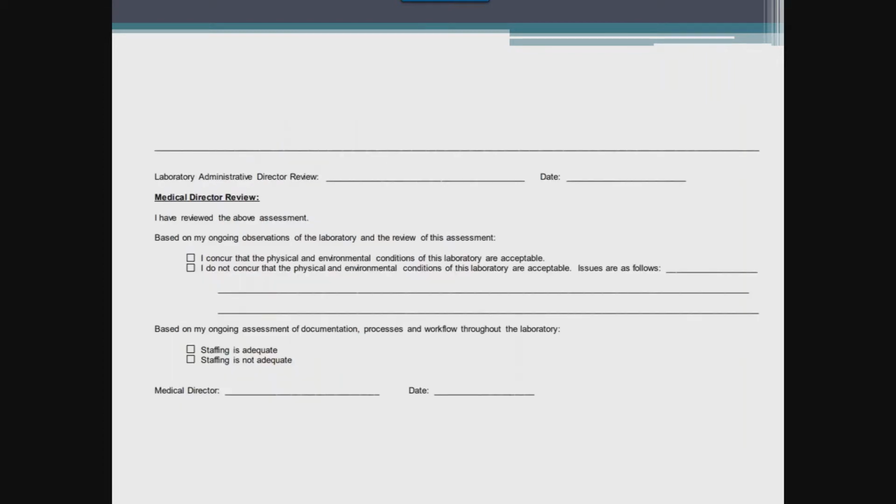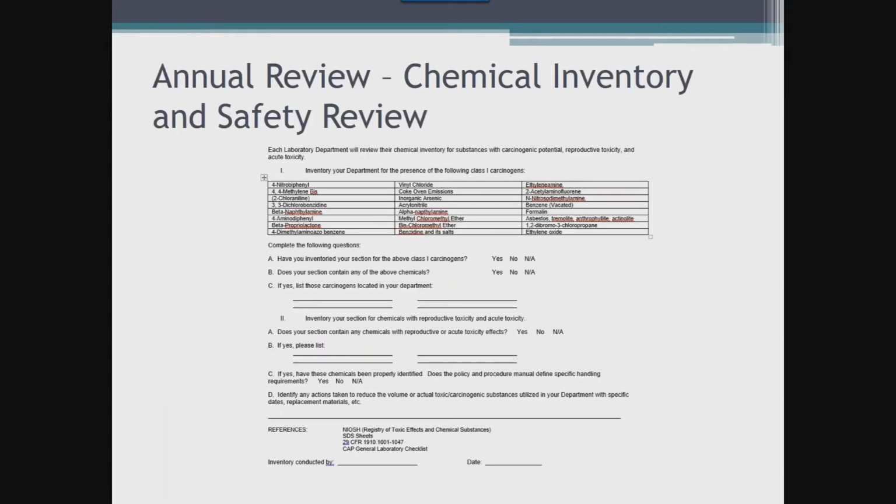And this is just the final part of the form, where we have the administrative review and then the medical director review. These last two slides demonstrate excerpts from an activity we have the staff perform annually. Again, this is assigned to certain people each year for each department. The expectation is that this tool is used to document the chemical inventory of the department, and a broader safety review is done at that time as well.